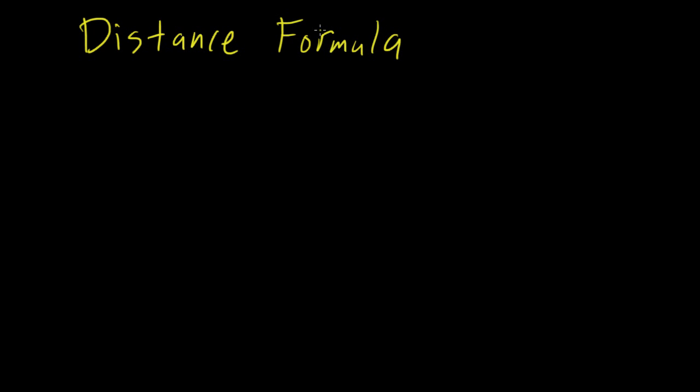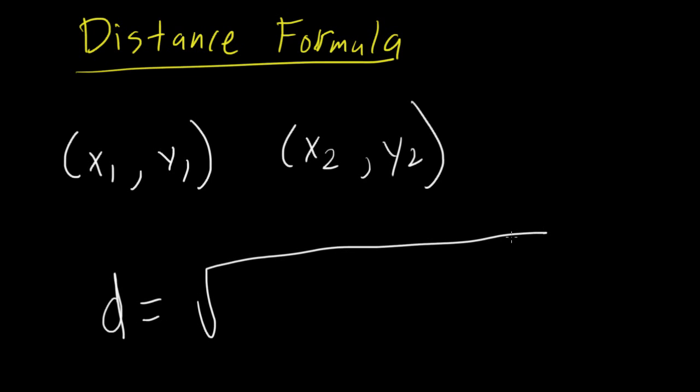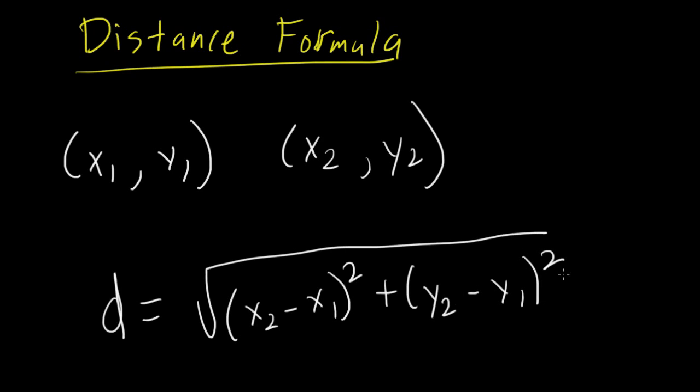This is one of those things that students convince themselves is difficult, but it's not. Okay, the distance formula says if we have 2 points on the coordinate grid, x1, y1, and x2, y2, that we can find the distance between those 2 points, d, by saying this: square root of x2 minus x1 squared plus y2 minus y1 squared.